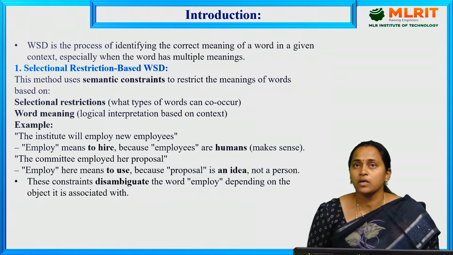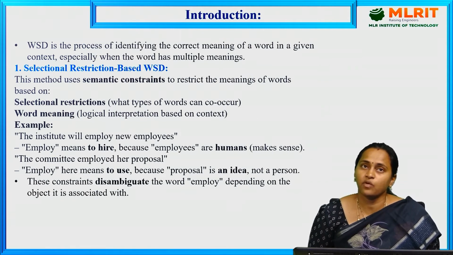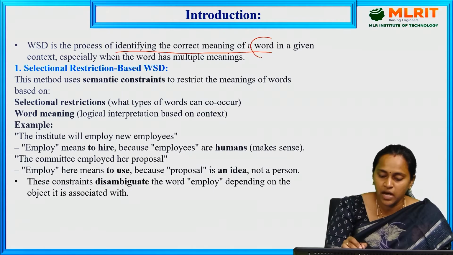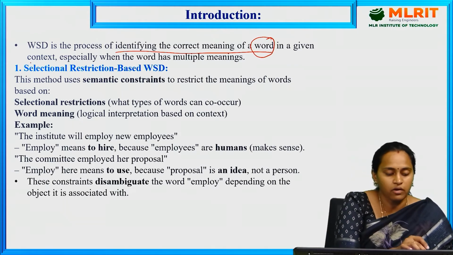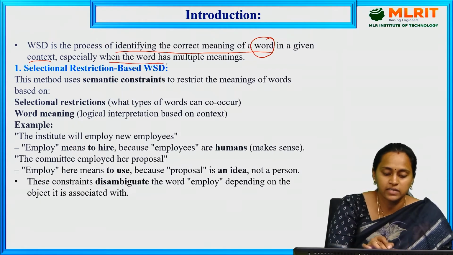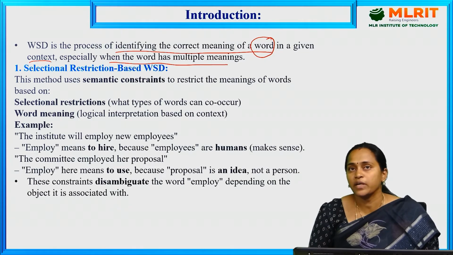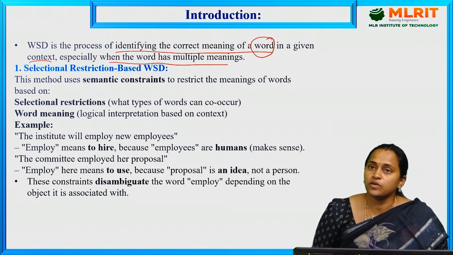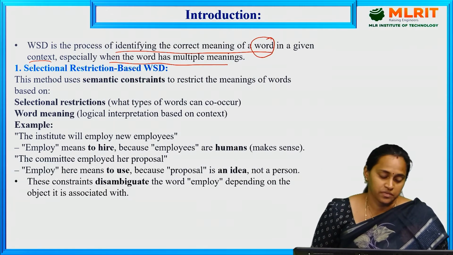Next, coming to word sense disambiguation. So what is the exact meaning of word sense disambiguation? It is the process of identifying the correct meaning of a word. That means we have to identify the exact meaning of the word in a given context, especially when the word has multiple meanings. Whenever a sentence has multiple meanings, we have to find out the correct meaning of the word. This is the meaning of word sense disambiguation. Then only we can solve the word sense ambiguity situation.